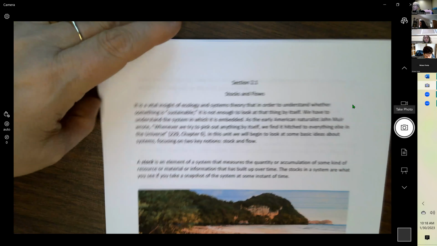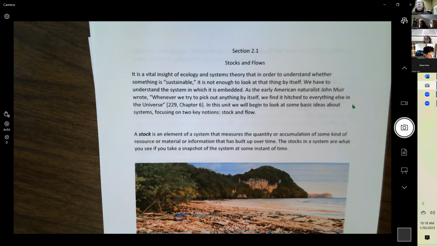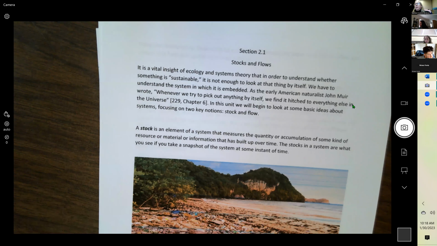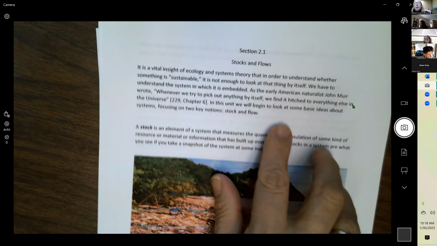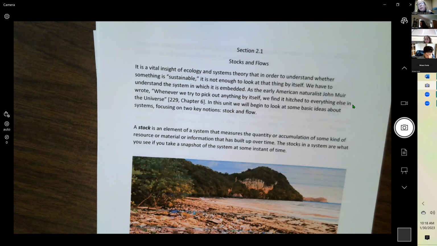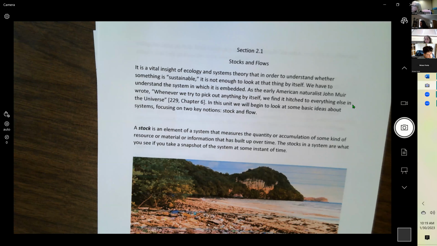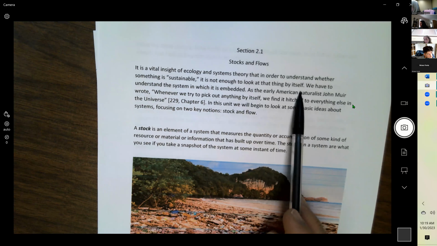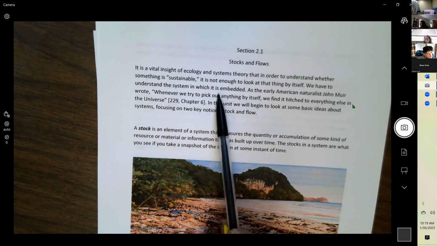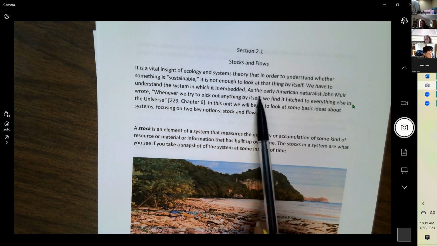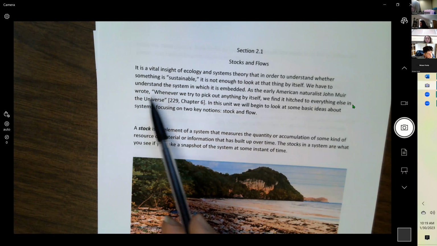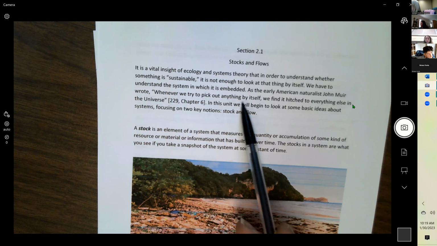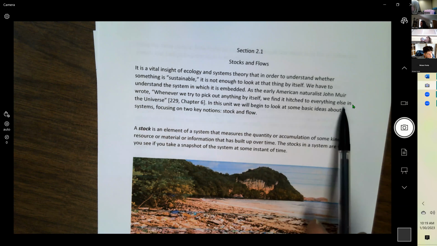Chapter 2 is dealing a lot with what's called stocks and flows, like how much goes in, how much comes out. Those are the flow. The stock is what the items are. It is a vital insight of ecology and systems theory that in order to understand whether something is sustainable, it's not enough to look at that thing by itself. We have to understand the system in which it's embedded. As the early American naturalist John Muir wrote, whenever we try to pick out anything by itself, we find it's hitched to everything else in the universe.